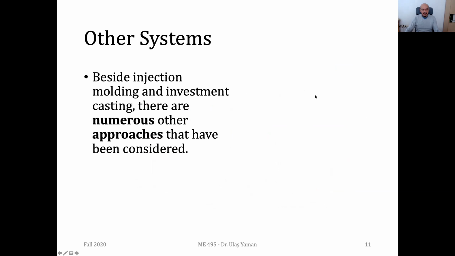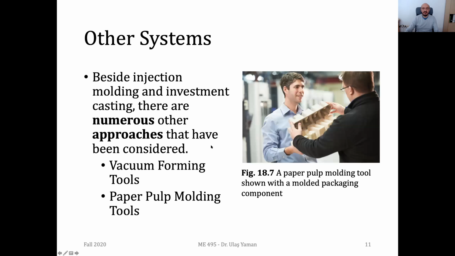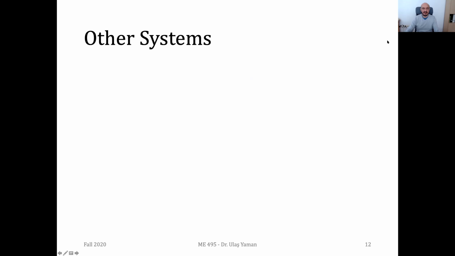So what are the other types of systems we can use? There are many of them. For instance, for vacuum forming tools, if this is the paper pulp you want to have at the end of your fabrication, you need to first fabricate this insert. And this insert is manufactured with the help of additive manufacturing. And then later, such paper pulp is fabricated on top of it. And then later you can remove it and use it in your applications.